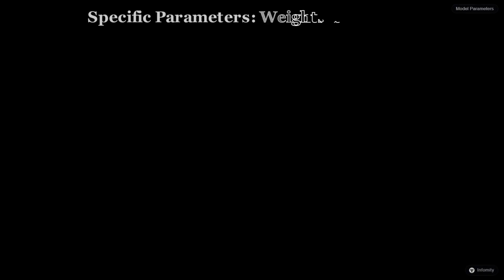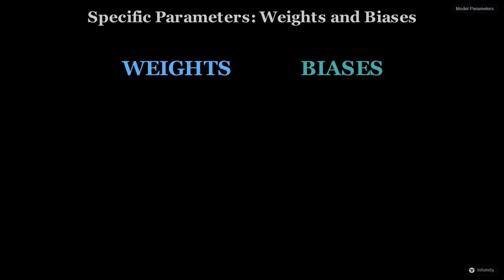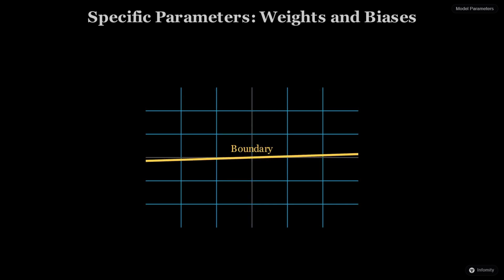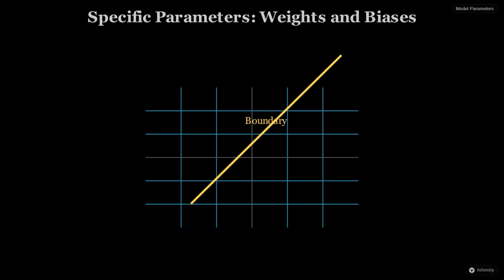In classification, parameters are often called weights and biases, especially in neural networks. Weights determine the importance of each input feature, while biases act as an offset. Visually, changing a weight might rotate the decision boundary, making it more sensitive to certain features. Changing a bias, however, shifts the entire boundary without changing its orientation. Both weights and biases are dynamically adjusted during training to find the optimal decision boundary for classification.